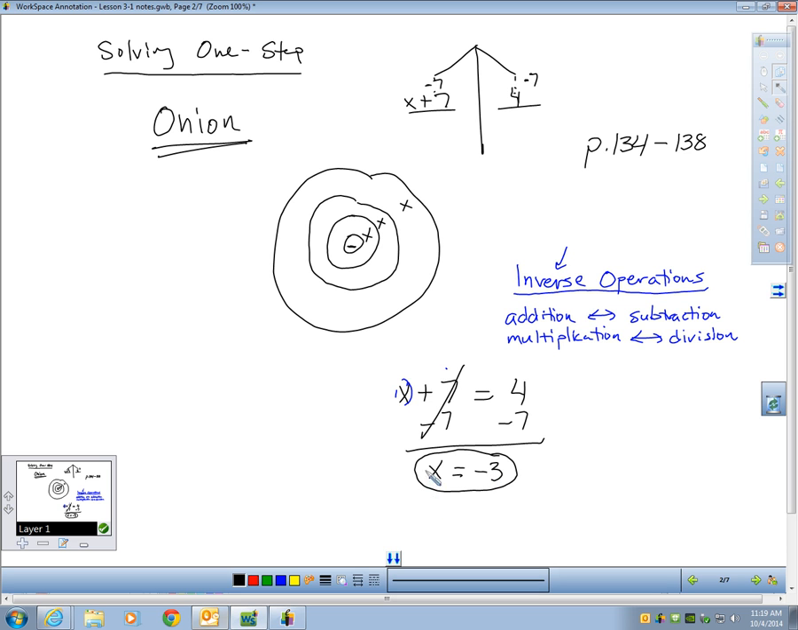Now I can check it. We should always check our answer at the end. So if I check this, negative 3 plus 7 equals 4. And that does work. If I put negative 3 in here and add 7, I do get 4.